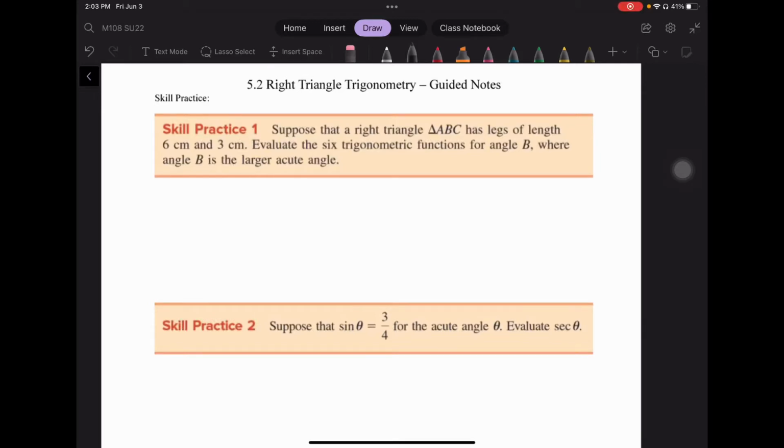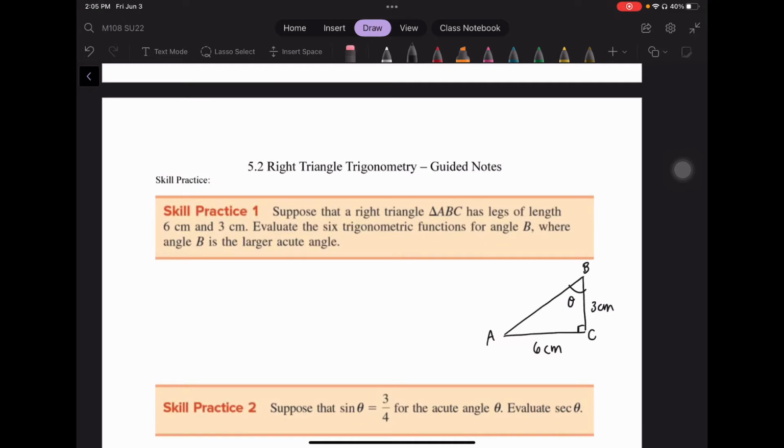Let's work on 5.2 skill practice. First question. Supposing that we have a right triangle ABC, we want to find the 6 trigonometric functions for angle B, where angle B is the larger acute angle. And the larger angle is going to be opposite the larger side. So let's draw that triangle.